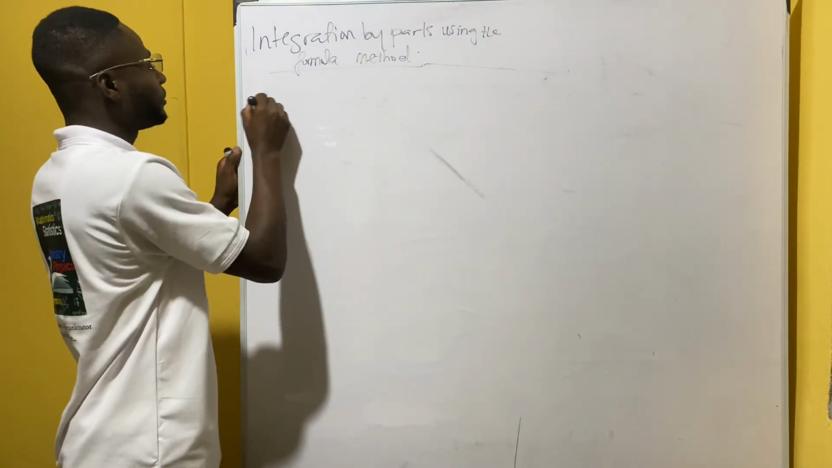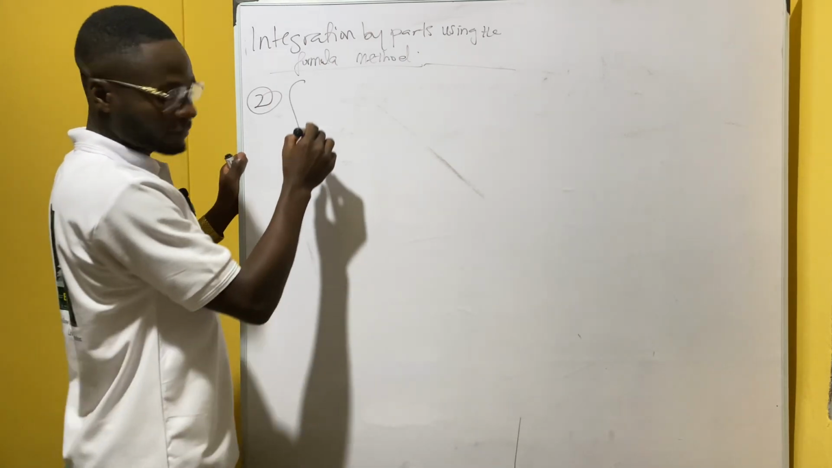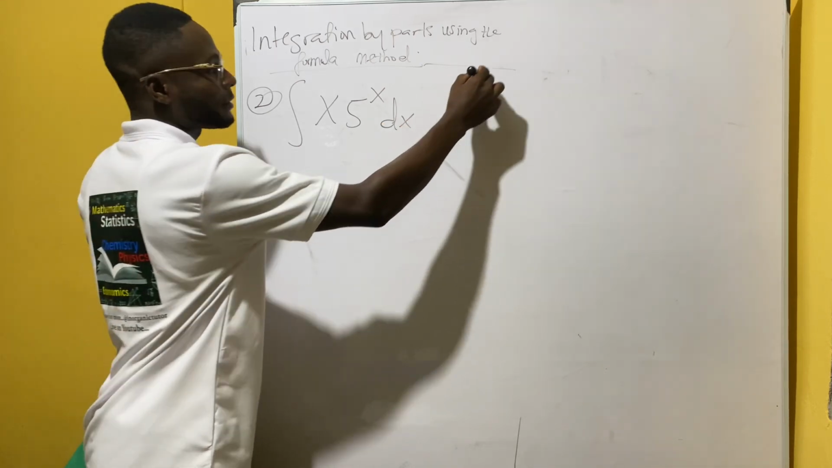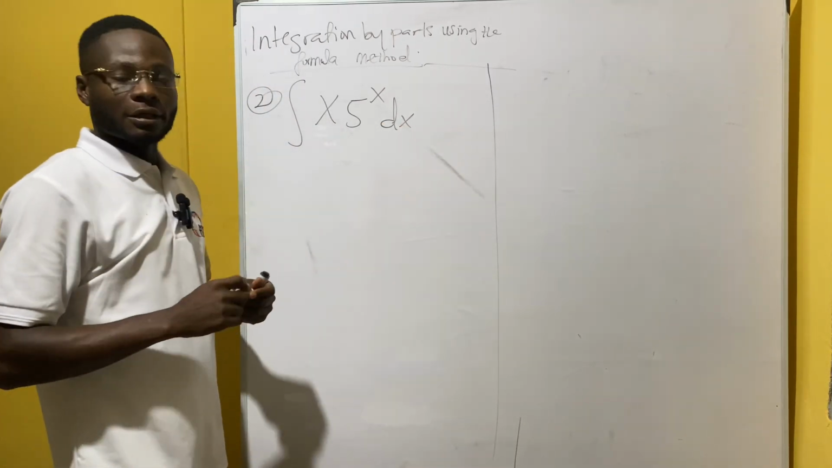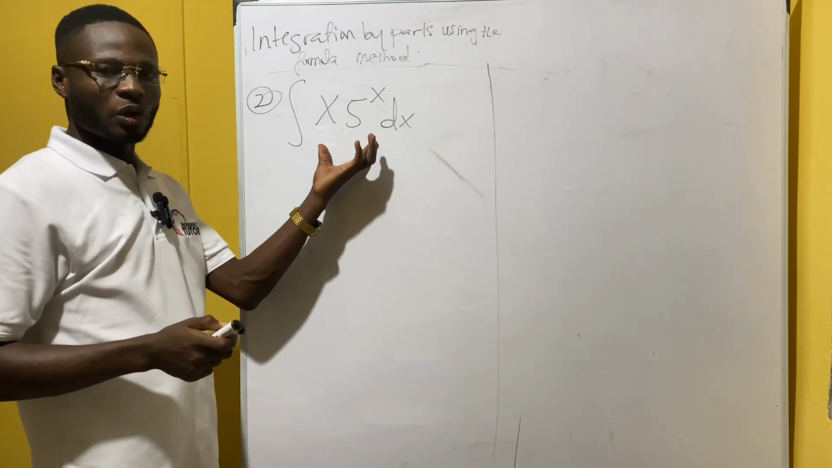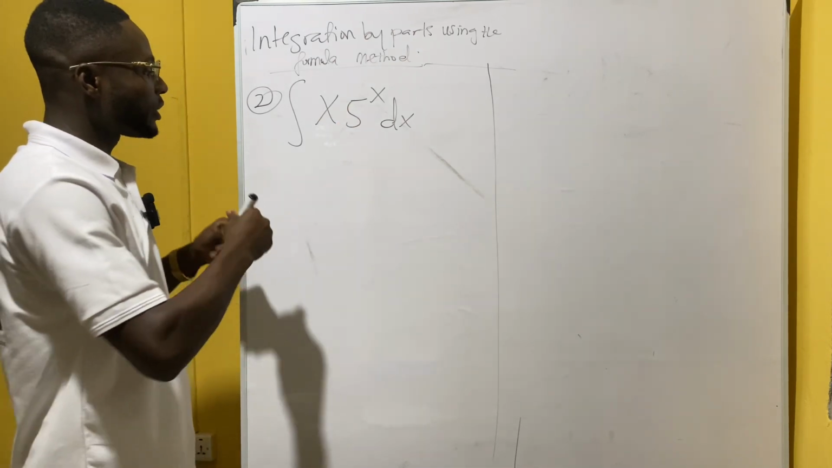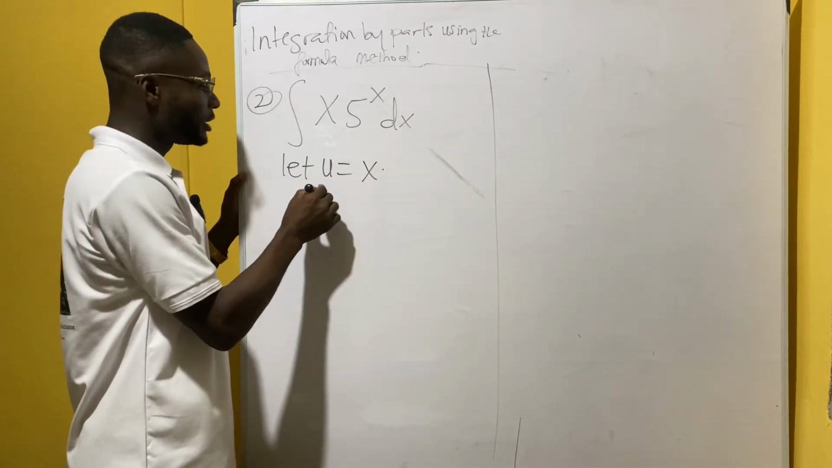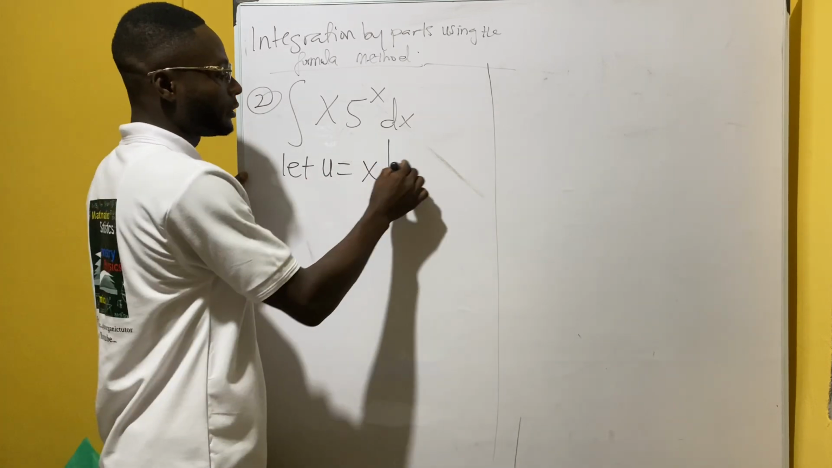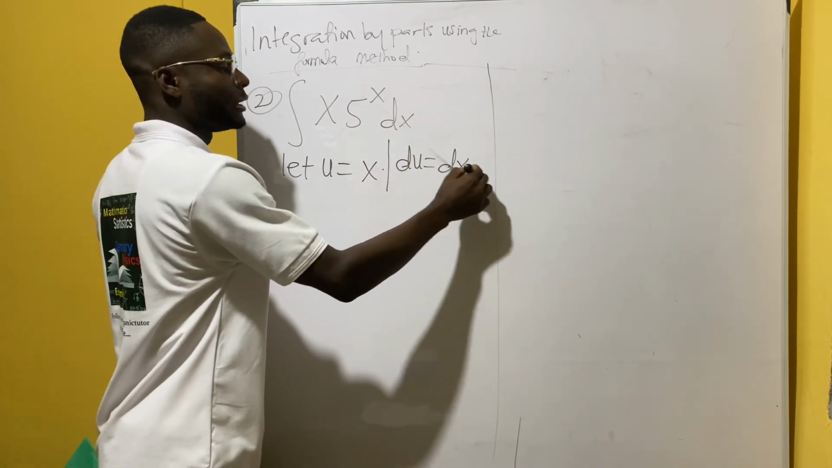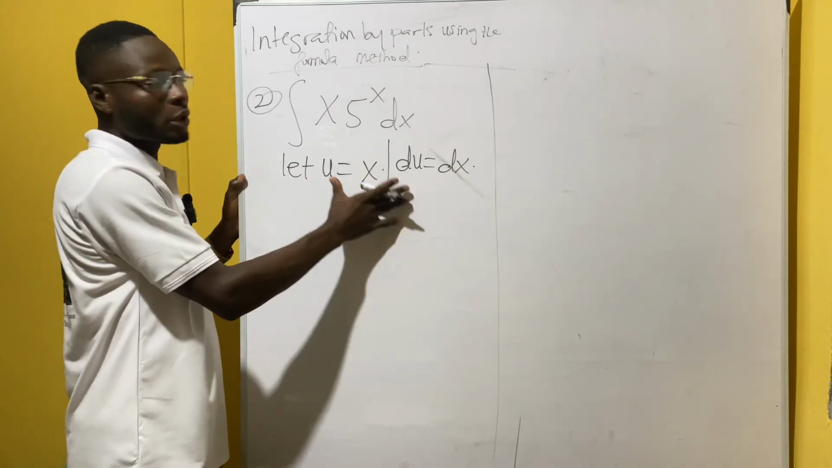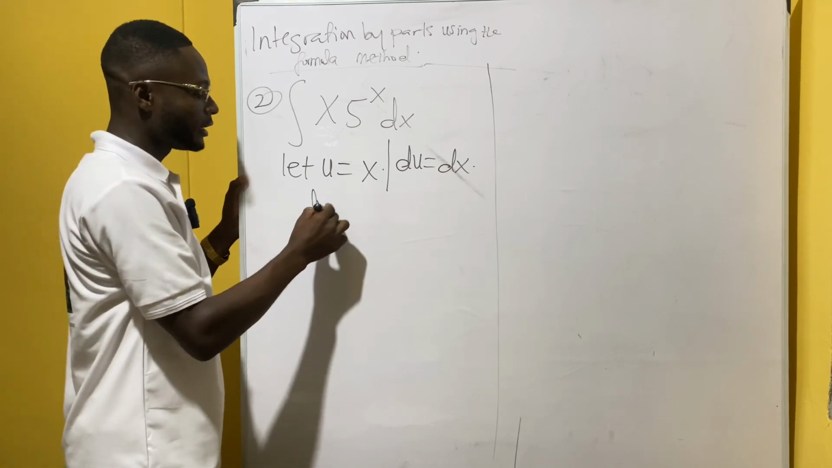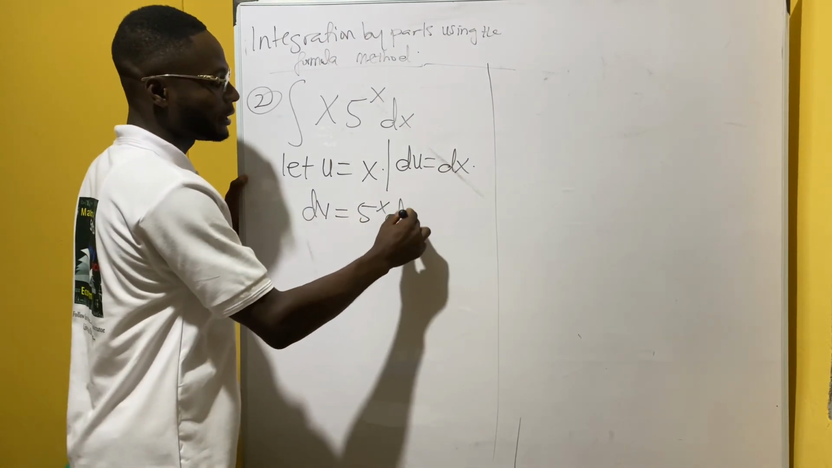So the second problem is the integral of x 5 power x dx. This is what we have here. Now, looking at the rules that we learned, we can say that our u should be equal to x. So when we do that, it means that du is equal to what? dx. So now we have the u, we can now go ahead and pick this as our dv, right? So we have dv equals 5 power x dx.